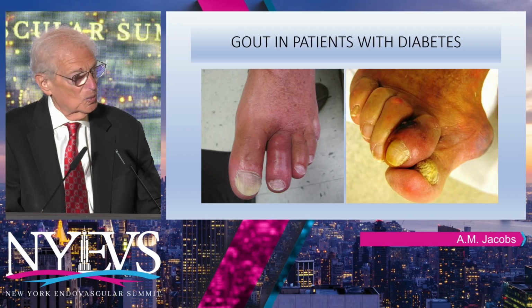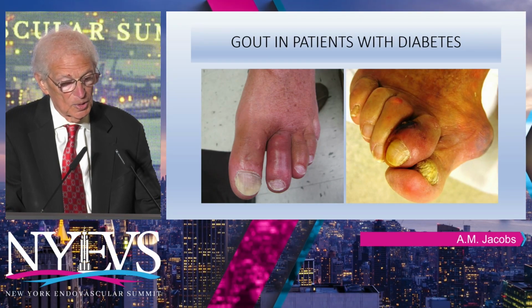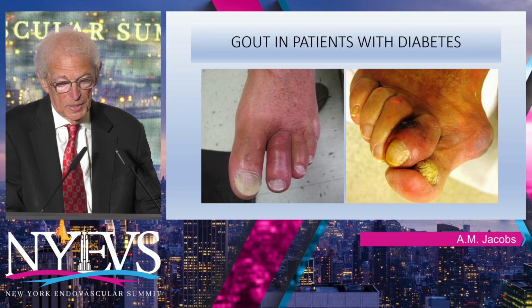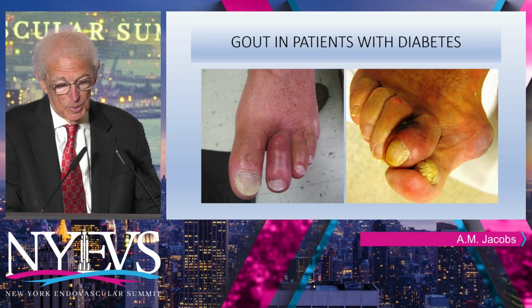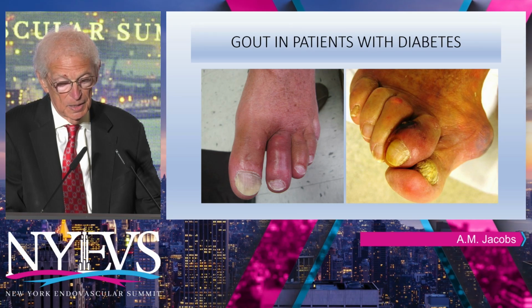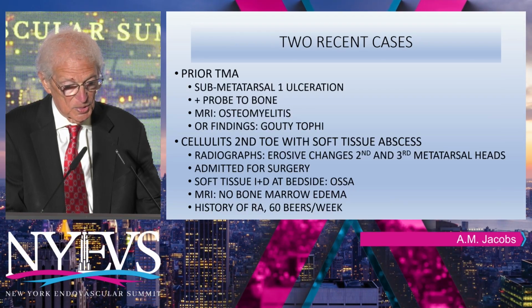So gout is the one I selected to talk about. And we have diabetic patients that come in with toes that look like this. And we right away have to think infection first. We take our x-rays. We may see some bone destruction. If they have a keratotic lesion or some superficial abrasion or ulcer, we jump to the conclusion that's osteomyelitis.